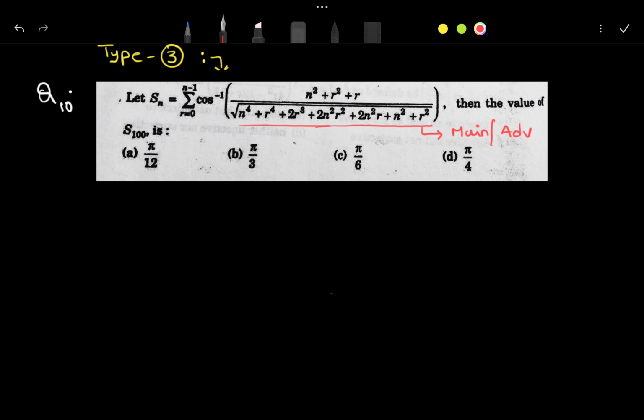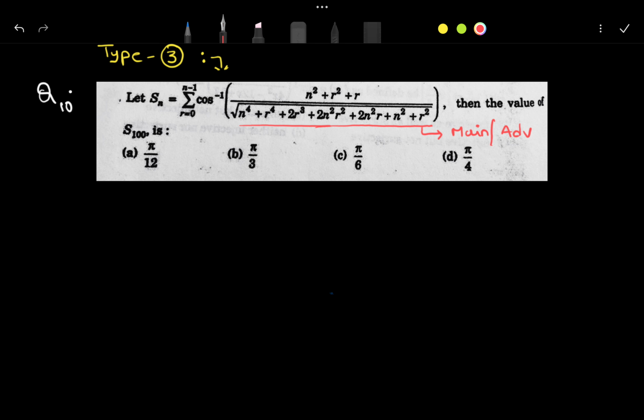Today we are going to discuss a very important question in inverse trigonometric functions. The sum from r = 0 to n−1 of cos inverse of (n² + r² + r) divided by the square root of (n⁴ + r⁴ + 2r³ + 2n²r² + 2n²r + n² + r²).